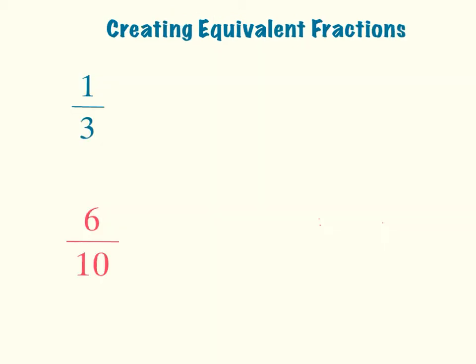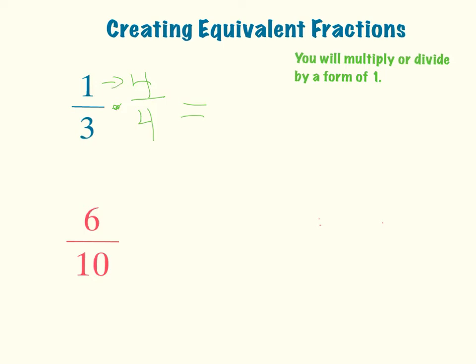Now let's practice creating equivalent fractions. When you are creating equivalent fractions, you are multiplying or dividing by a form of 1. So for example, 1/3, I could multiply this by 4/4. When we multiply fractions, we multiply straight across. 1 times 4 is 4. 3 times 4 is 12. So I have 4/12.